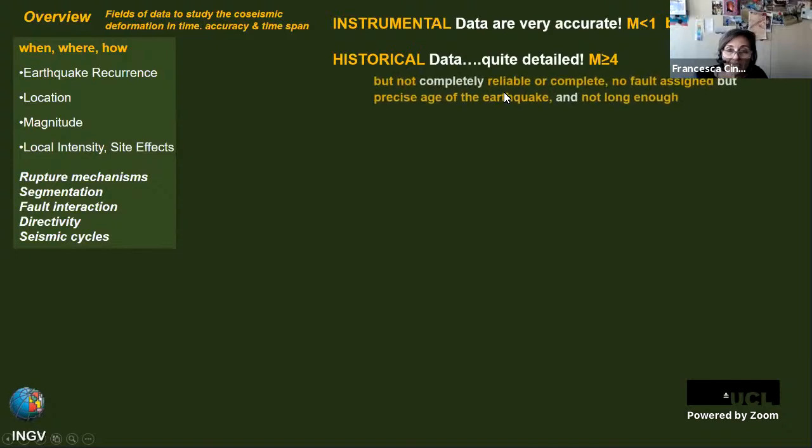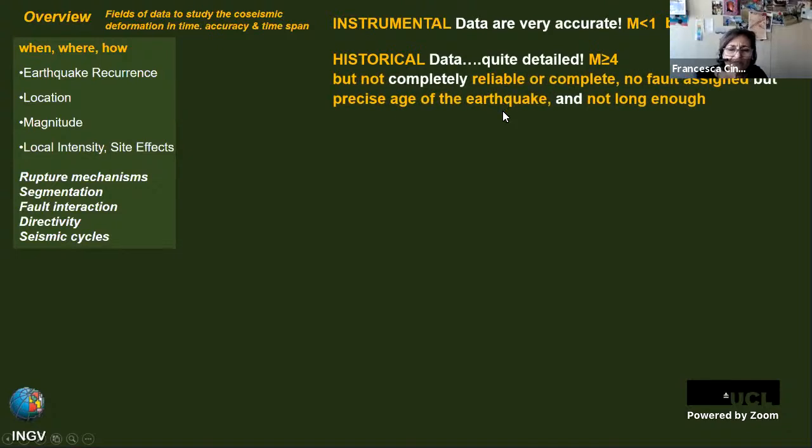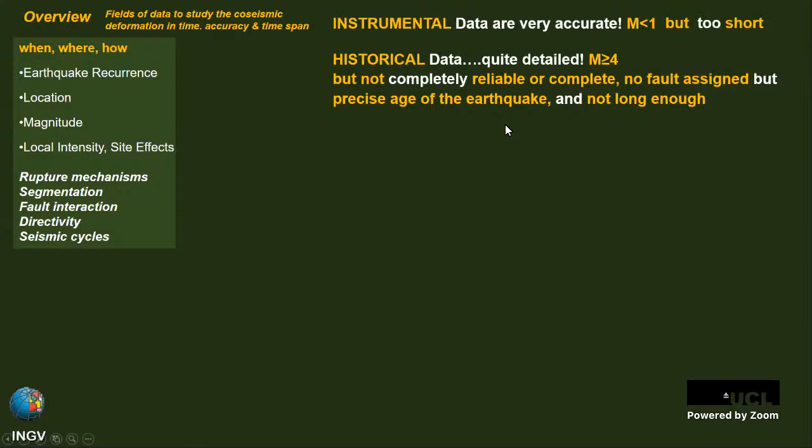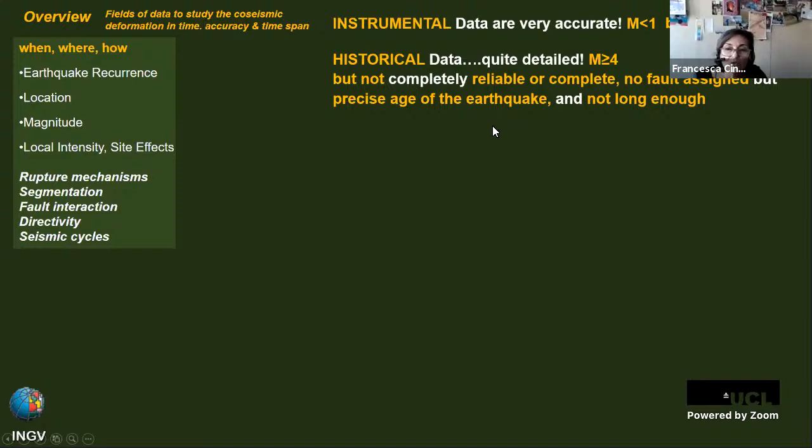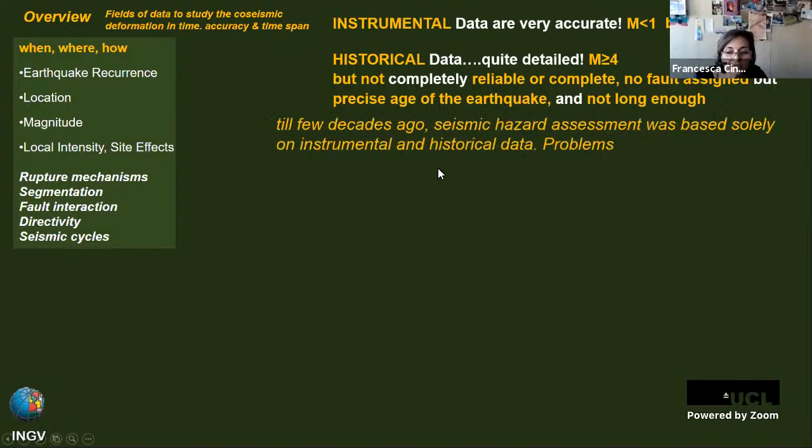Then we have historical data that are quite detailed, and the minimum magnitude threshold is magnitude 4 and larger. But these are not completely reliable or complete. It depends on where the earthquakes occur, and even the historical period. And also there is no fault assigned to these earthquakes, but they are very important because they provide the precise age of the earthquake. But they could still be not long enough, even if compared to the longer recurrence of large earthquakes.